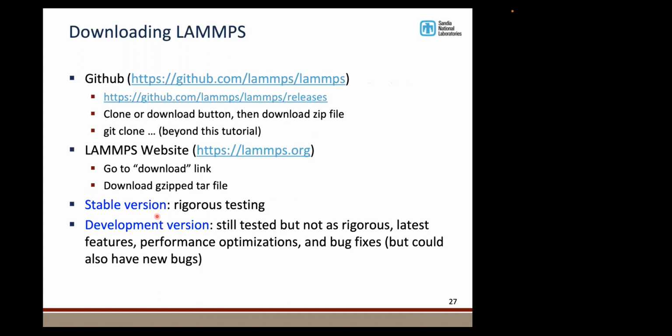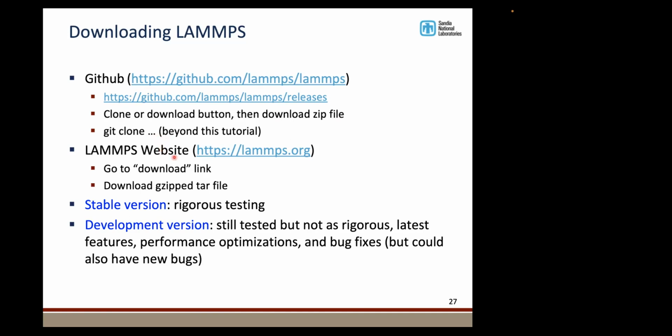Okay, so we talked about electrodynamics, we talked about LAMMPS, a little bit about running. So how do you download LAMMPS? There's a few different ways. LAMMPS is open source, it's on GitHub. You can go to GitHub LAMMPS, go to the releases, and then you can just clone the repo, or you could download a zip file. Doing a git clone is really beyond this tutorial. You'll have to look up some git tutorials.